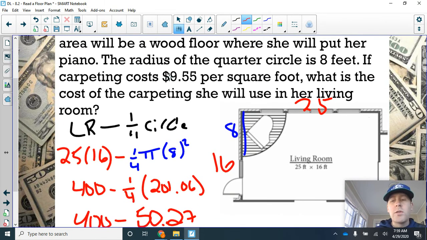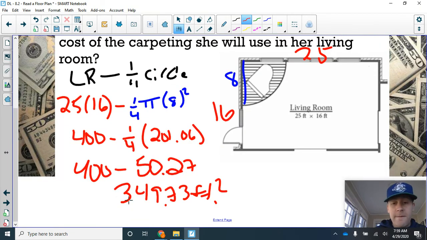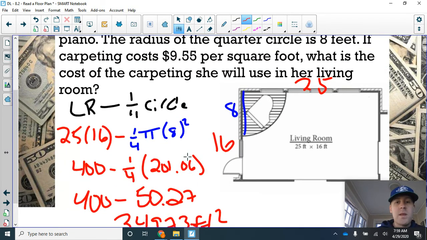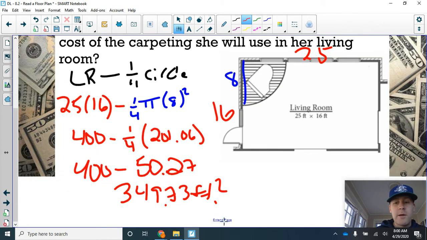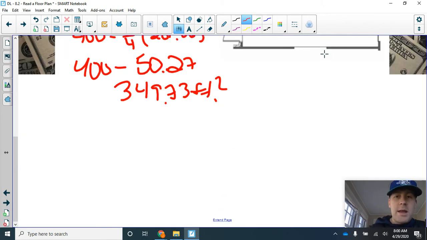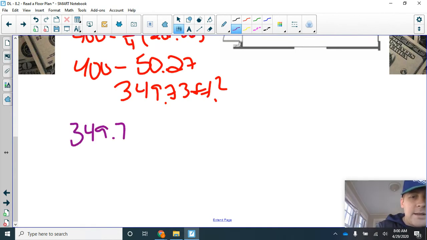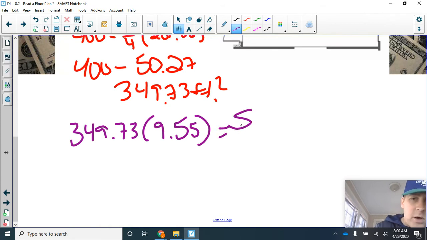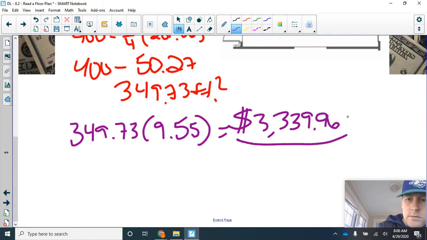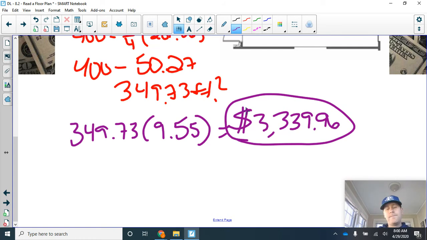Now we have to figure out what the cost of the carpeting would be. We know how many square feet of area we have, so let's take that number and multiply it by the cost per square foot. So I'm going to take my area, 349.73, and multiply it by 9.55 per square foot, and my total cost is going to be $3,339.96. There we go.